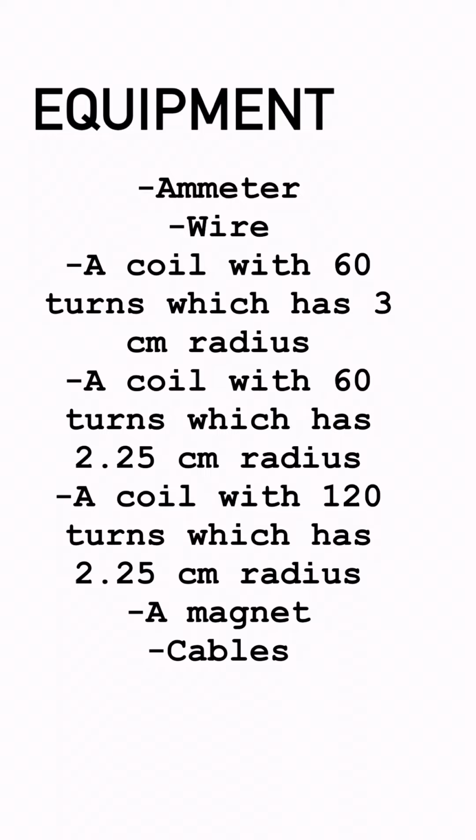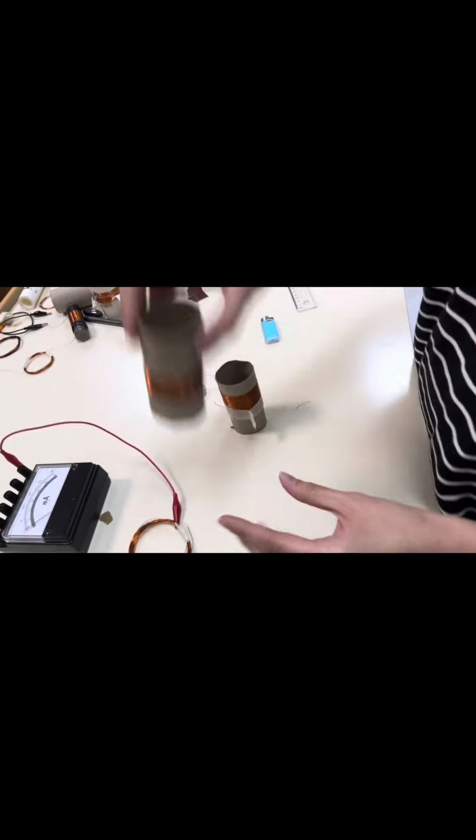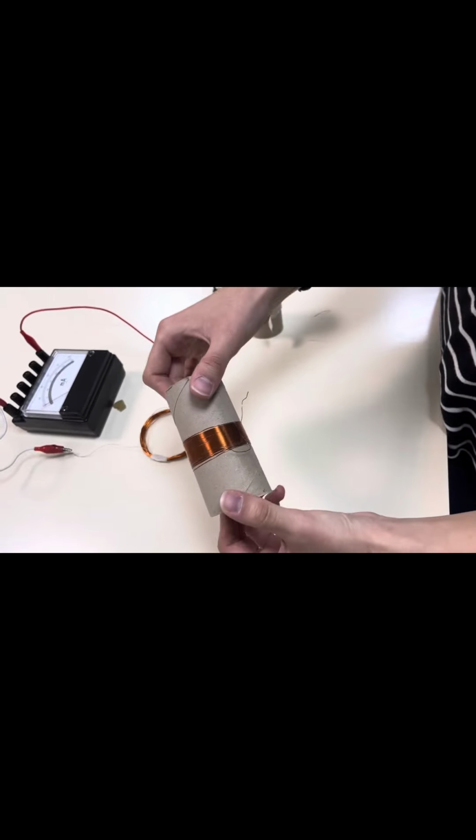We are going to use an ammeter instead of a multimeter because we couldn't use a machine to measure EMF values, so we are going to use an ammeter to measure the current values. For this experiment, we start by creating 3 different coils by winding wires in a circular manner.